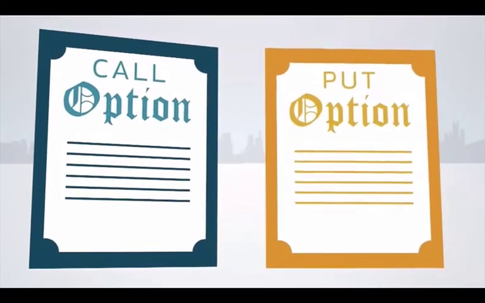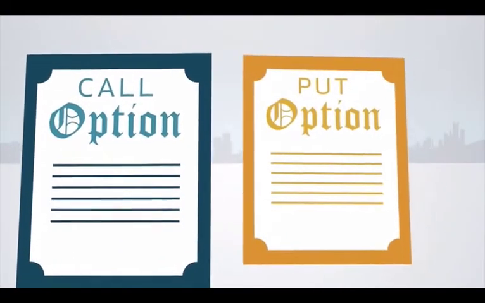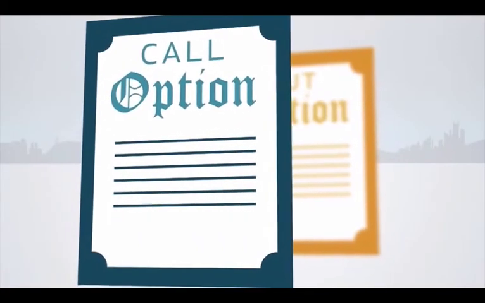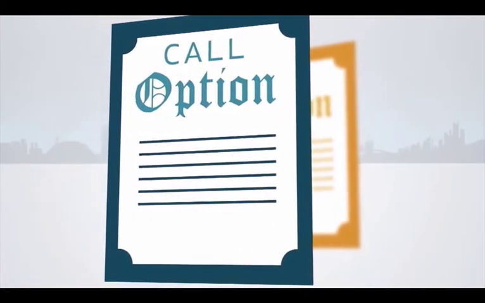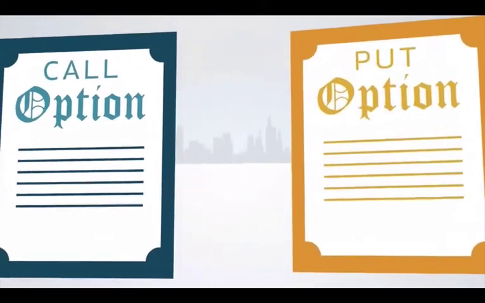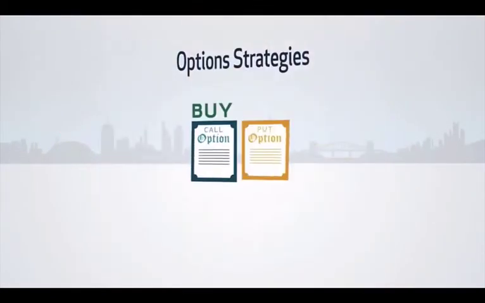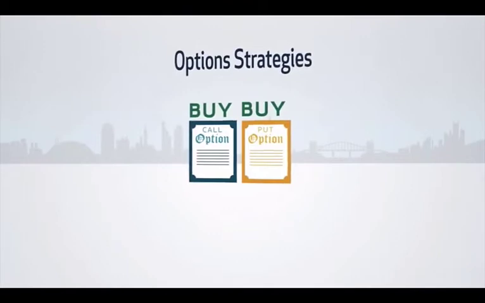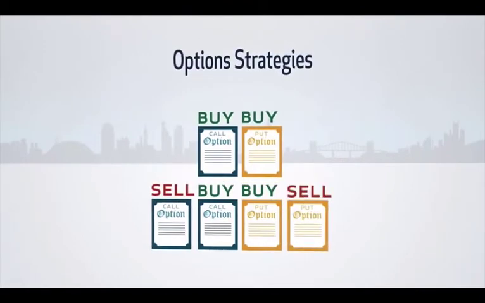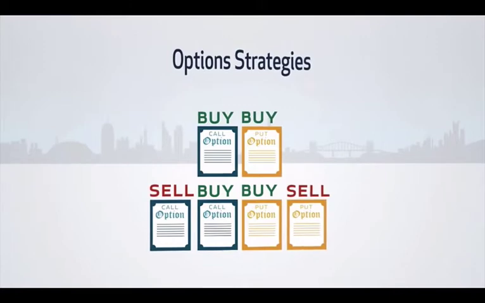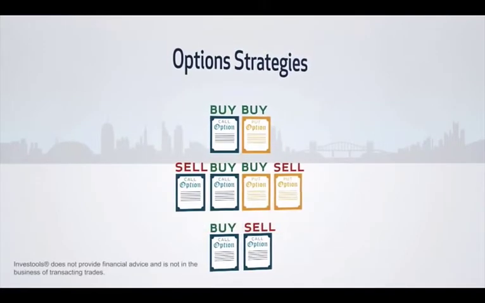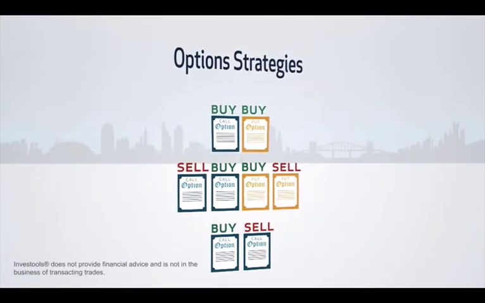While we showed you one example, options can be used in a variety of ways. There are call options, which we just saw, that are good to own if the price of a stock goes up. And there are put options, which are good to own if the price of a stock goes down. Calls and puts can also be combined in a variety of ways. By buying and selling these options, investors have the potential to make money when the market moves in any direction and create strategies with a variety of risk levels.